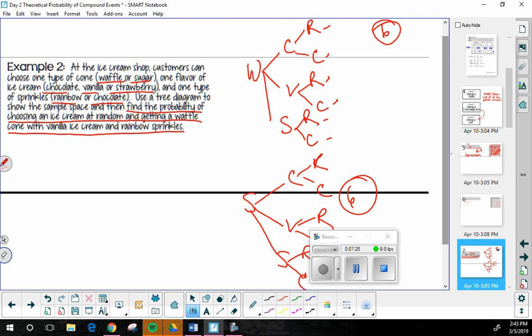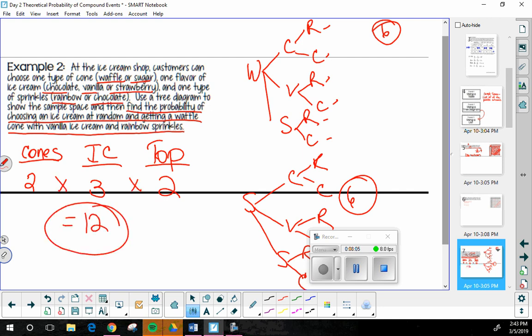Okay, so if you've got a question that wants you to list the possible outcomes, you make a tree diagram. But I'm going to show you another way to cheat. Instead of having to list it, if all you're looking for is the bottom number, you don't have to list them all, you just have to know what the bottom number is. You can use something called the fundamental counting principle, and that just tells you to multiply the number of items in each category. So how many different types of cones do I have? How many different types of ice cream flavors? 3. How many different types of toppings? 2. Guess what? 2 times 3 is 6, times 2 is 12.